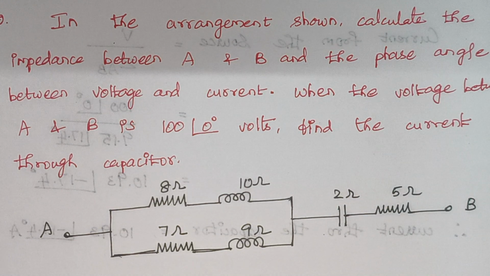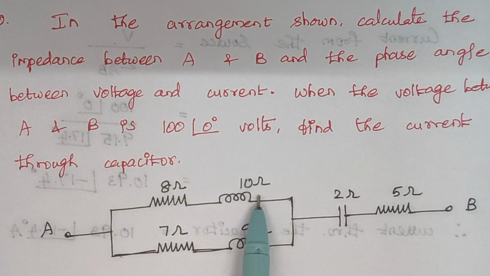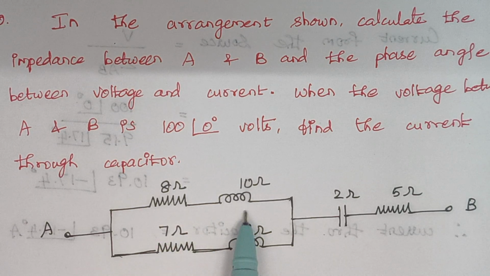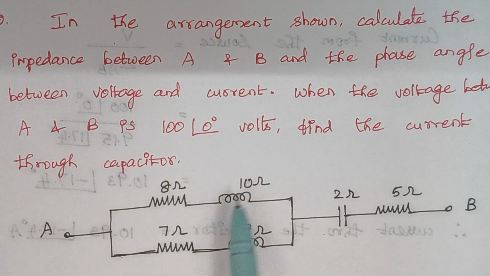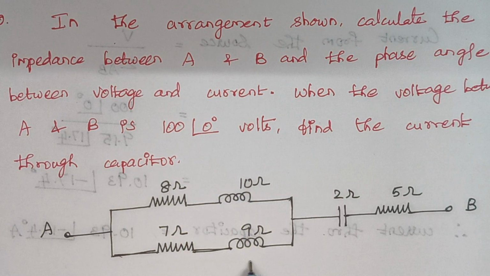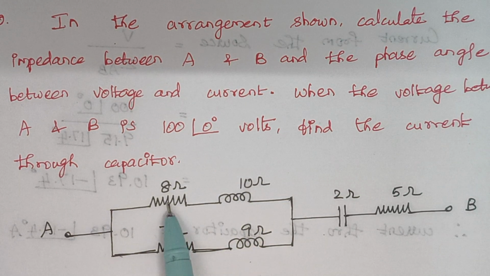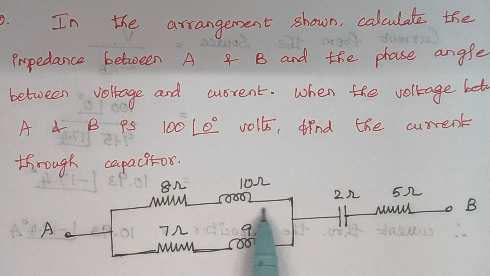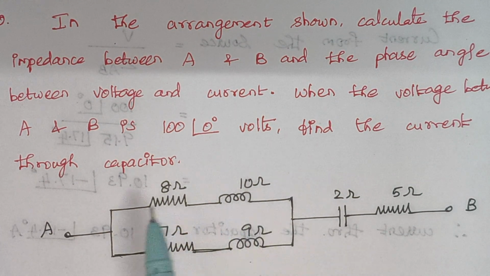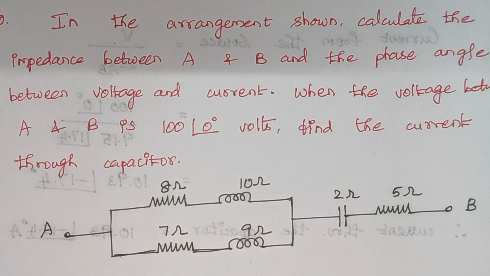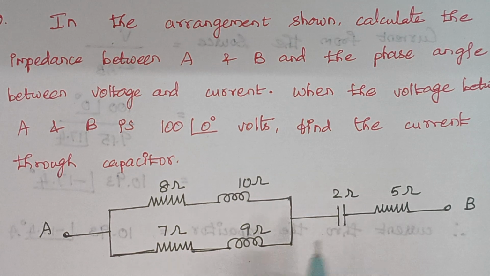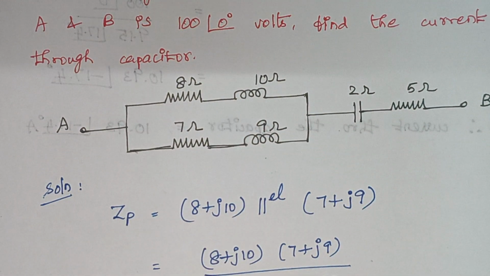So the first task is finding the impedance, right? So again this branch is parallel to this branch. So how to express this? You see here, everything is represented in ohms, right? So R and the value of this is XL, right? So while representing impedance for this branch, you have to write it as 8 plus J10, right? So 8 plus J10 is parallel to 7 plus J9. So that is our first step.